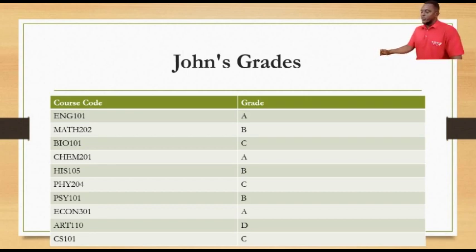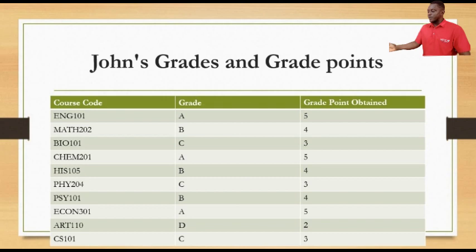Now, what do these grades mean in terms of points? This is what they mean. The grade point for A is 5 points in a 5-point grading system, for a B it is 4 points, for a C it is 3 points, and for a D it is 2 points. Now all the grades have been assigned their grade points.